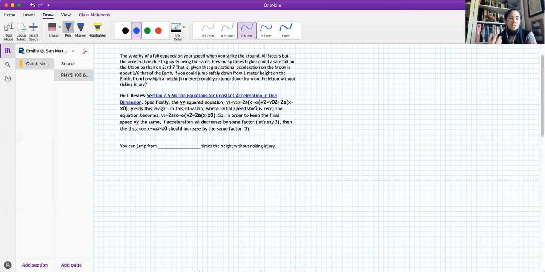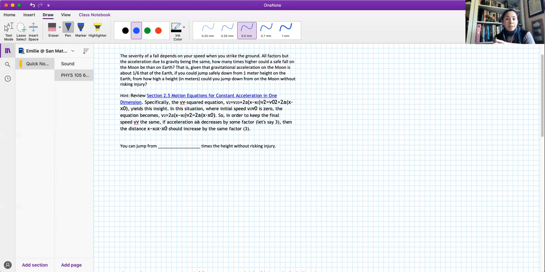Okay, so we actually know what this little g is on Earth. So we need a little bit more information to figure the rest out because we need more information about the moon, but it's given next. So that is, given that gravitational acceleration on the moon is about 1/6 that of the Earth, if you could jump safely down from 1 meter height on the Earth, from how high a height, it's hard to say in meters, could you jump down from on the moon without risking injury?